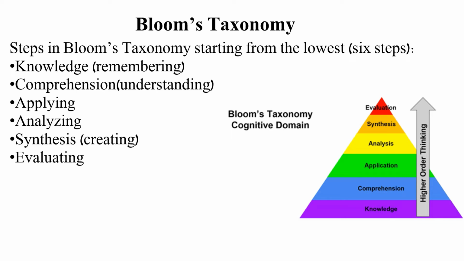It's from the lowest to the highest step. The lowest being knowledge, and knowledge is the same thing as remembering. Comprehension, same as understanding. Applying, analyzing, synthesis, which is where you create new ideas and information, and evaluating. And this picture on the right hand side is the Bloom's taxonomy cognitive domain, and it's telling you it's coming from down there, from the knowledge, and going to the highest. But then the next picture is clearer.